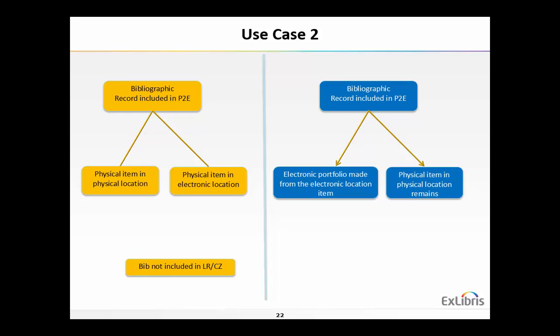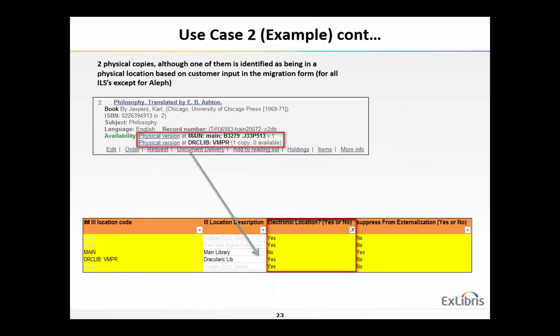As seen on the right, after the P2E process has been completed, the item associated with the electronic location becomes electronic, while the item in the physical location remains as a physical item in Alma.